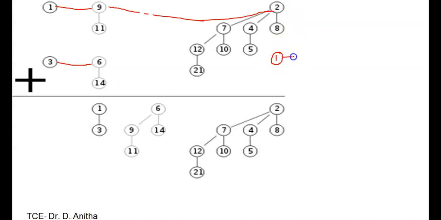1, then 3. Why? These are all order 0 trees. So that would be put first. Then it will go for order 1 trees. So 9, 11. Then it will go with 6 and 14. Now it will go with this 2. You have 7. This is merge operation. Okay, and after this I have to perform union.